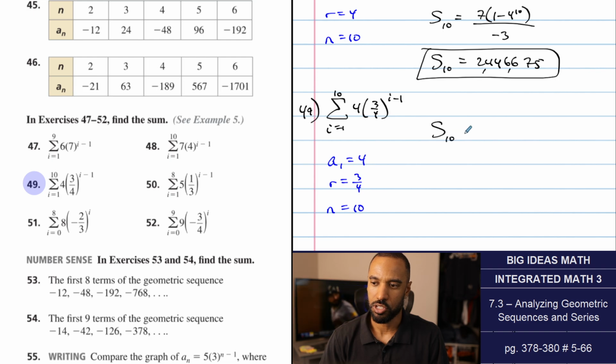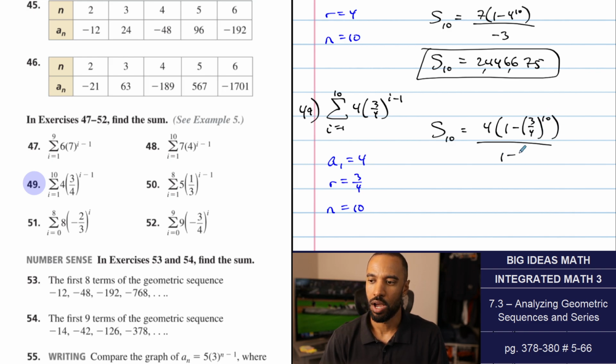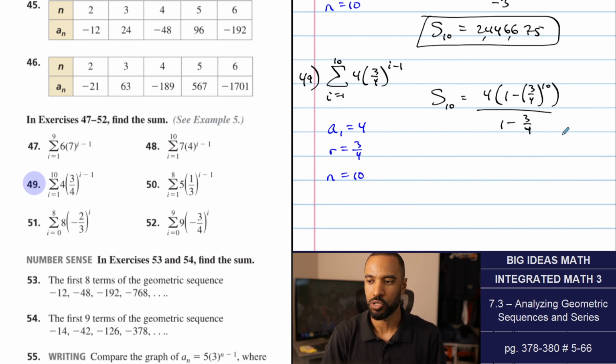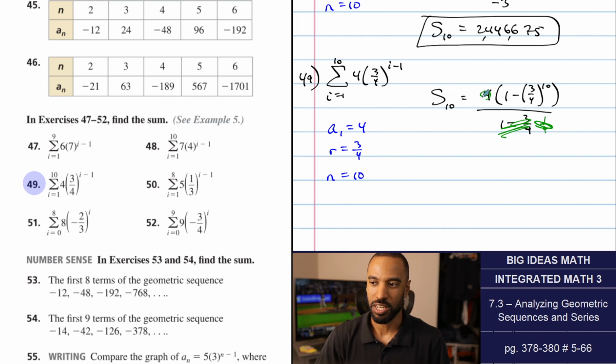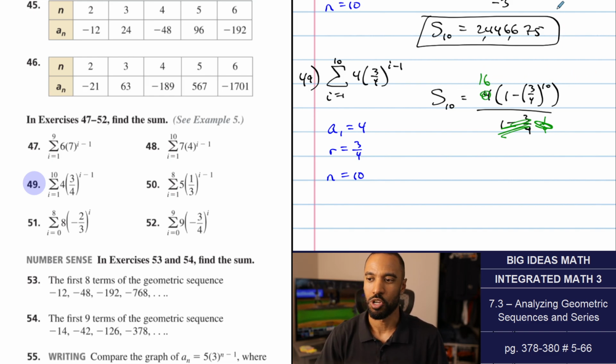So for your series sum, you take the first term times 1 minus the common ratio to the 10th power over 1 minus the common ratio. This is, once again, one of those things that I like to do some cleanup on, personally. 1 minus 3/4 is 1/4, and dividing by 1/4 is the same as multiplying by 4. 4 times 4 is 16. So there's a little bit of cleanup I'm going to do there, y'all. Just a little bit. There's no more denominator, and I'm going to do that in my calculator.